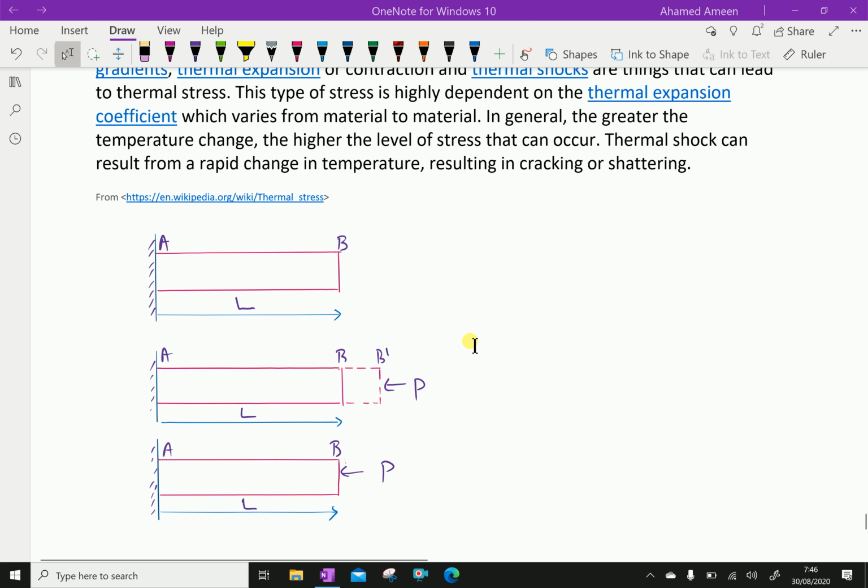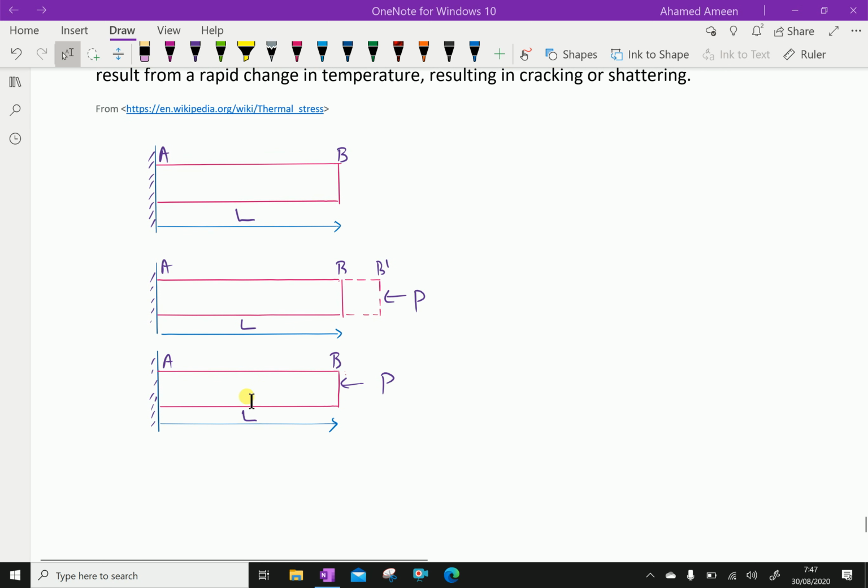If the body is allowed to expand or contract freely, no stress will be created if there are no external forces applied. But suppose an external force is applied to stop the expansion due to increase in temperature, then thermal stresses will be created inside the body. Now, consider the body which is heated to a certain temperature. Now, let us write the given things first.